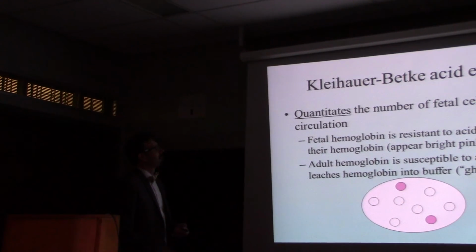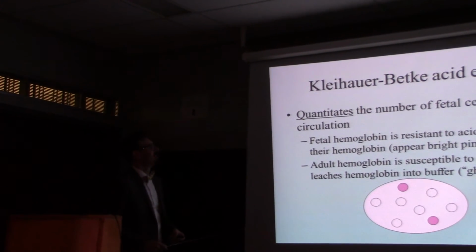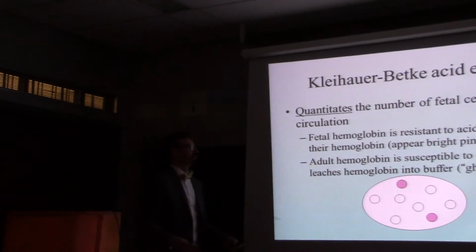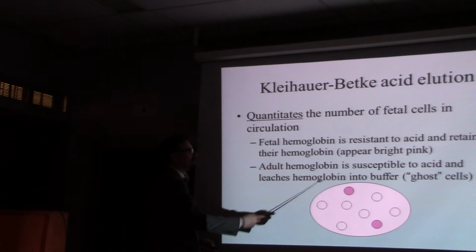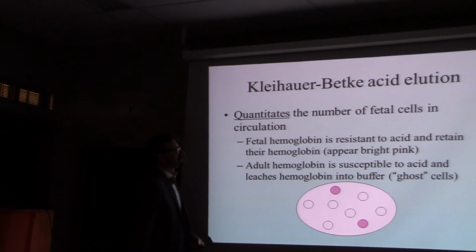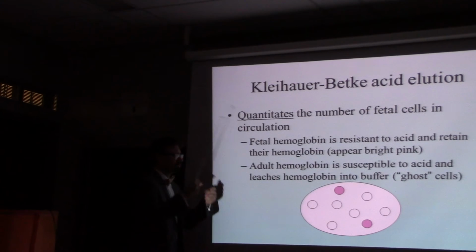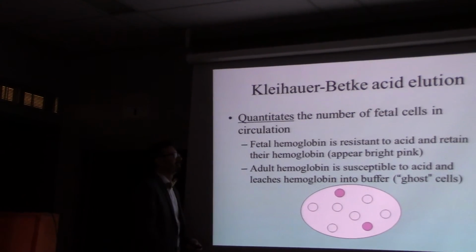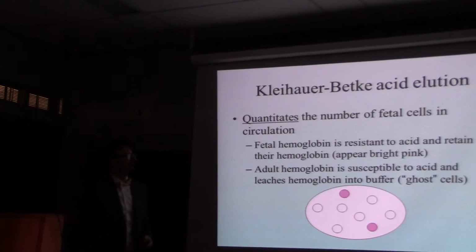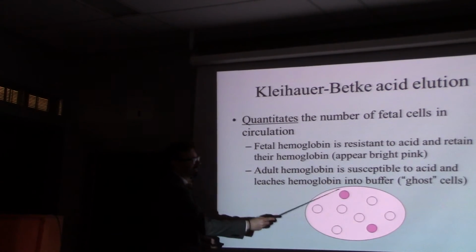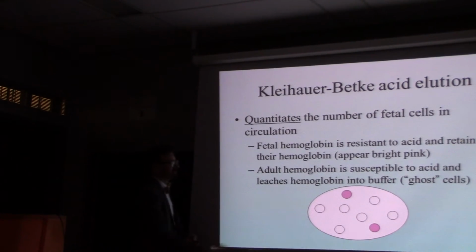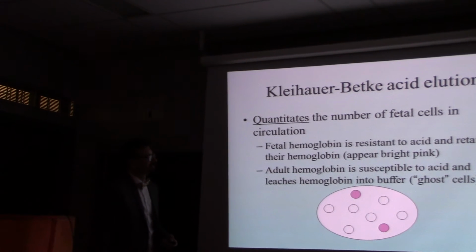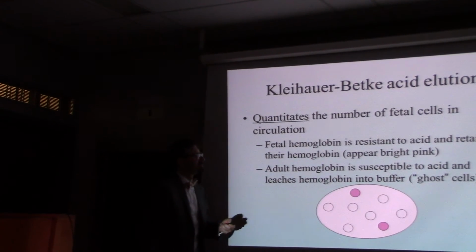So, Kleihauer-Betke, the acid elution test gives you a quantitative answer. How much is there? Destruction? So what happens is you throw in some acid. The acid will destroy the adult hemoglobin, but leave the fetal hemoglobin here in pink. So the white represents adult red cells, and the pink represents the fetal red cells.